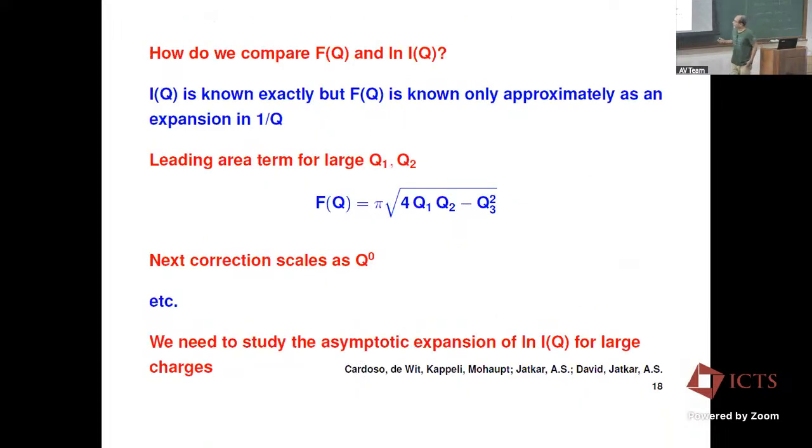But that's not what we need for this comparison, because f of q is known in terms of an asymptotic expansion, for large q. The leading term in f of q, in fact, one can calculate the area, and it turns out to be of this form: pi times 4 q1 q2 minus q3 squared. So how do we compare this asymptotic behavior of f of q with Iq? For this, we need to study the asymptotic expansion of Iq for large charges.